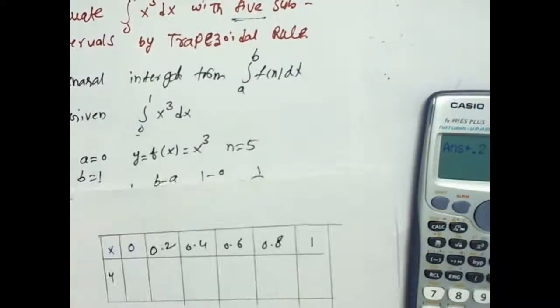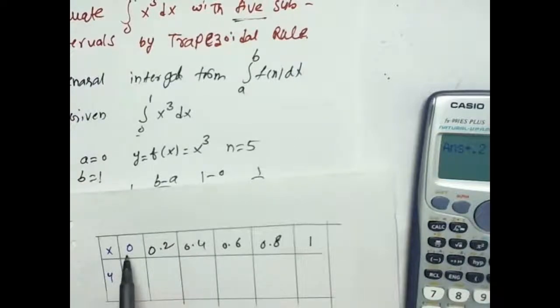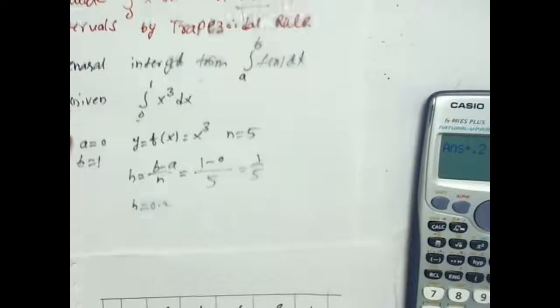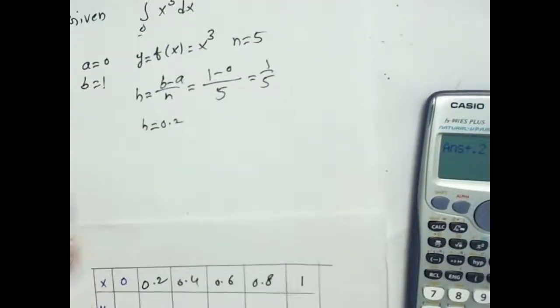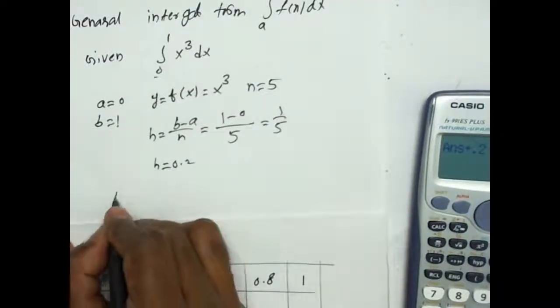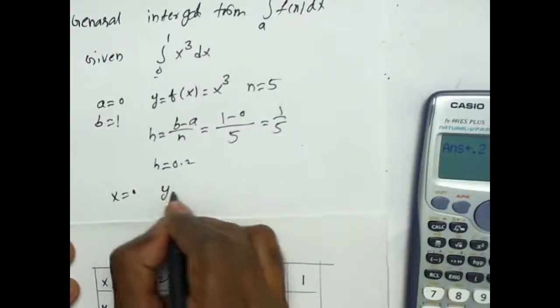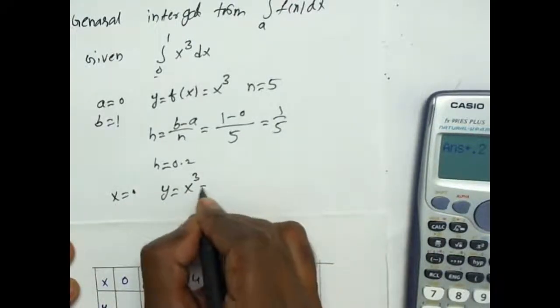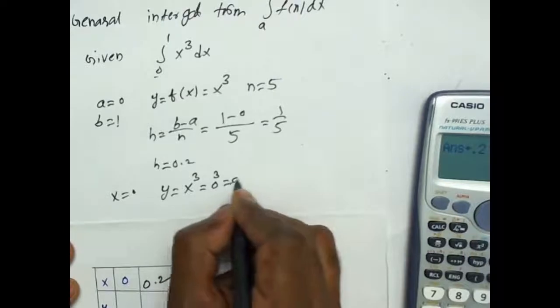How do you find the y value? Y equal to x cube. What are the x values? 0, 0.2, 0.4, 0.6, 0.8 like that. First we find for x equal to 0, the y value. When x is equal to 0, y equal to x cube. That means 0 cube. 0 cube means 0.